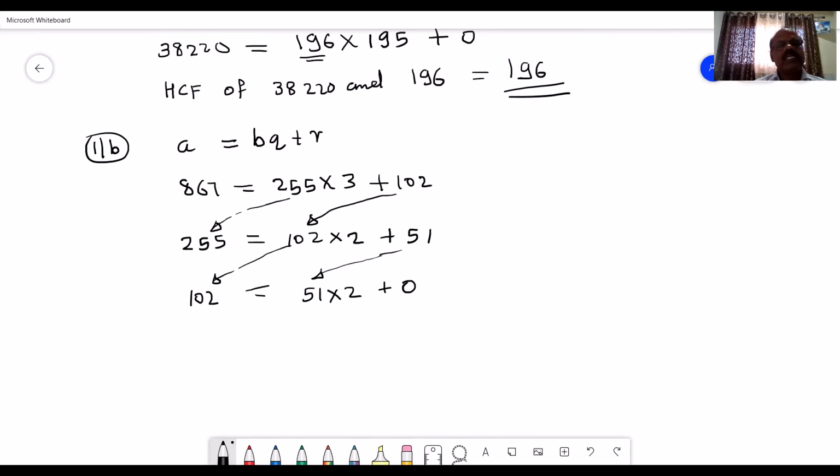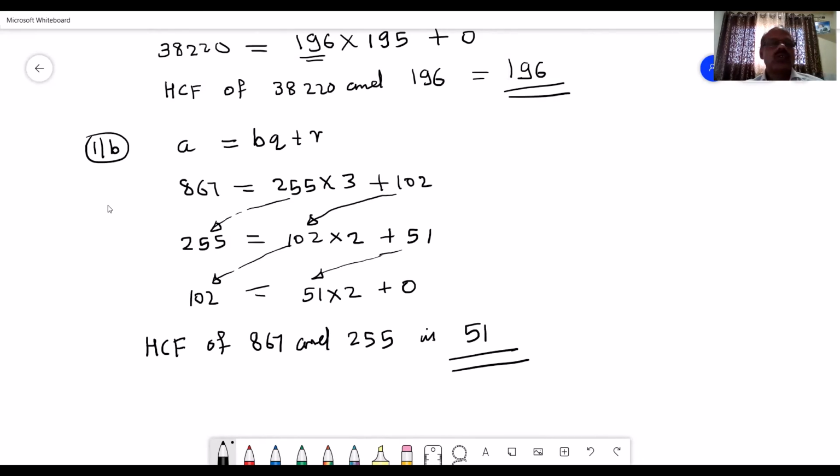So here HCF, highest common factor, of 867 and 255 is 51. So the answer is 51. Now, hope you could understand it. We will go to the second question also.